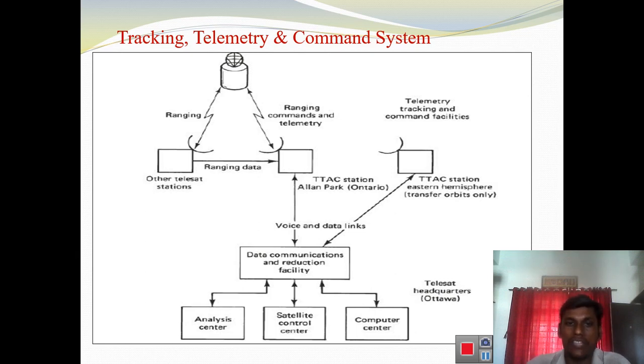Suppose we want to measure the exact range, the exact distance of a satellite. We collect the information from the satellite at Earth Station 1, and the same information is received by Earth Station 2. With respect to the two data received by the two earth stations, we can find the exact range. This signal may belong to any category: the signal coming from the satellite may be voice based or non-voice based, like text based or data based information, and there is a separate unit in the earth station called the data communication reduction facility.